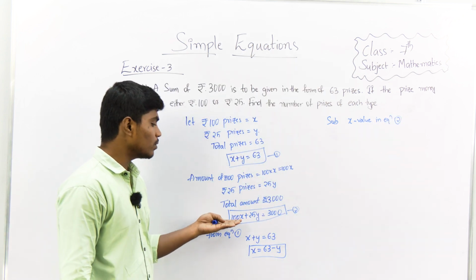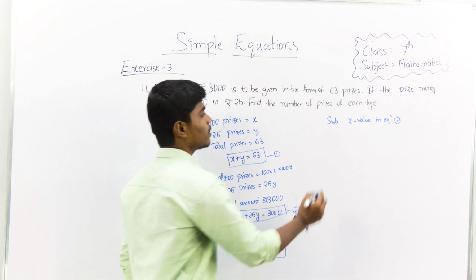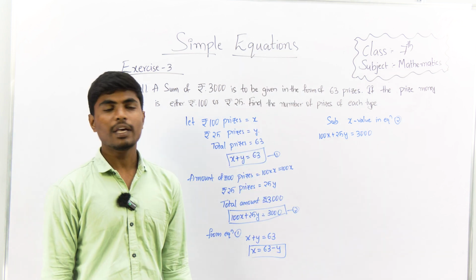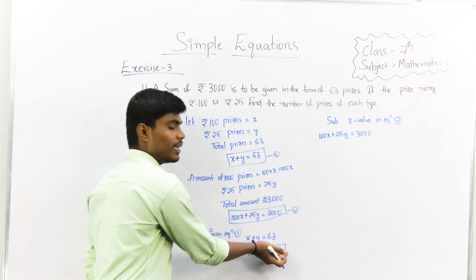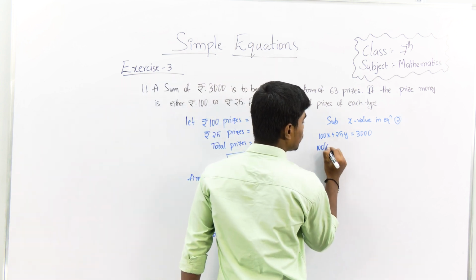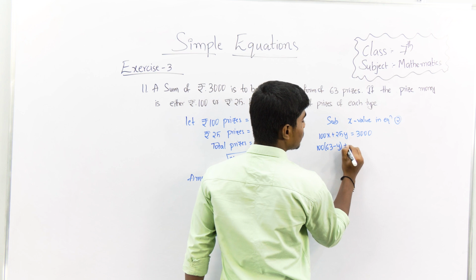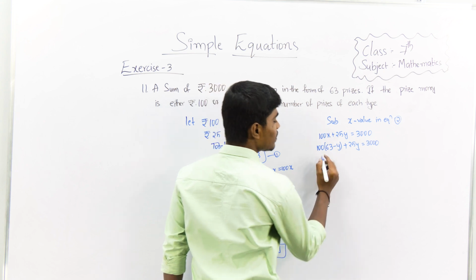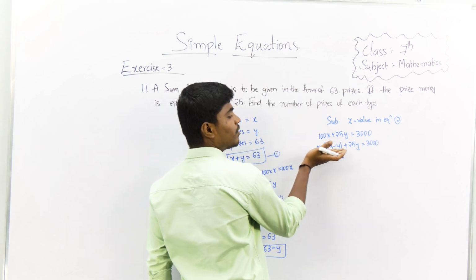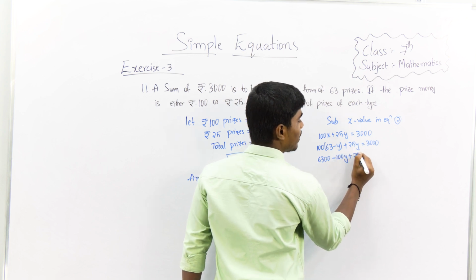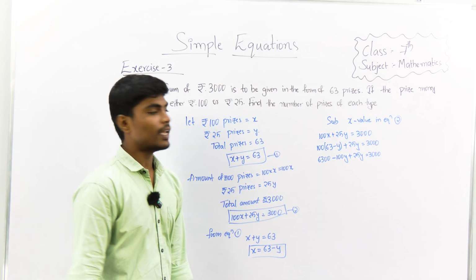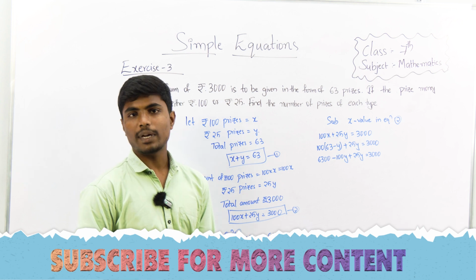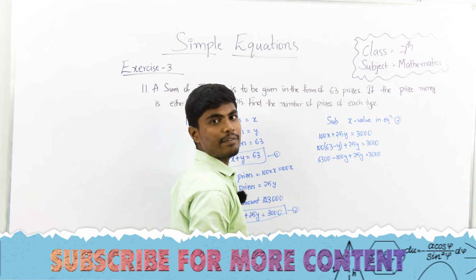See, what is equation 2? 100x plus 25y is equal to 3000. Here x is 63 minus y. So 100 into (63 minus y) plus 25y is equal to 3000. Here 100 into 63 is 6300 minus 100 into y is 100y plus 25y is equal to 3000. Here minus 100y plus 25y, minus and plus, so we have to subtract.